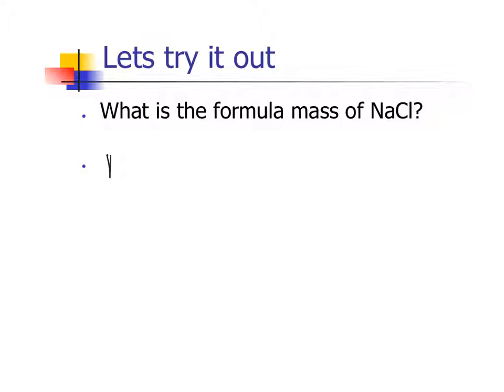So when I set mine up, I write out all of the elements that are present in the compound that I'm looking at, sodium chloride. I then take into account how many of each do I have? Well, that's where I look at the formula, and I can see that I only have one sodium atom present and one chlorine atom present. Now, I'm going to need to multiply those by the atomic mass that I can find on my periodic table.